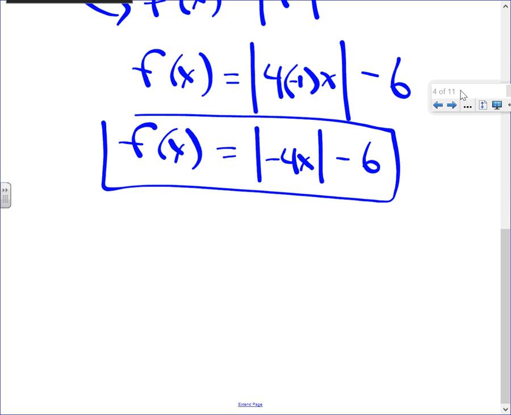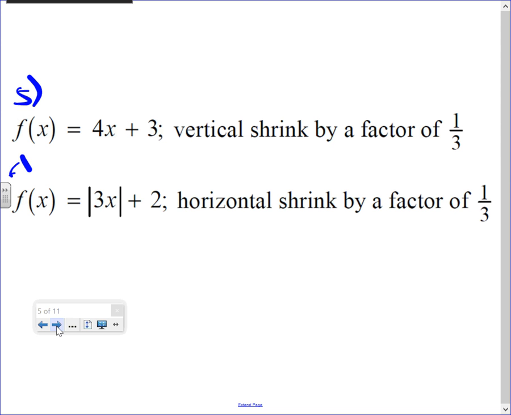Questions so far? Last 2 ones quickly, and we're done. I'm going to write 5 and 6, and we're done. 5 and 6. Last ones are going to be horizontal or vertical shrinks. So notice I'm throwing in a function at you and asking you to vertically shrink it. And then the number 6, I'm throwing a function and asking you to horizontally shrink it. Let's do these together quickly.